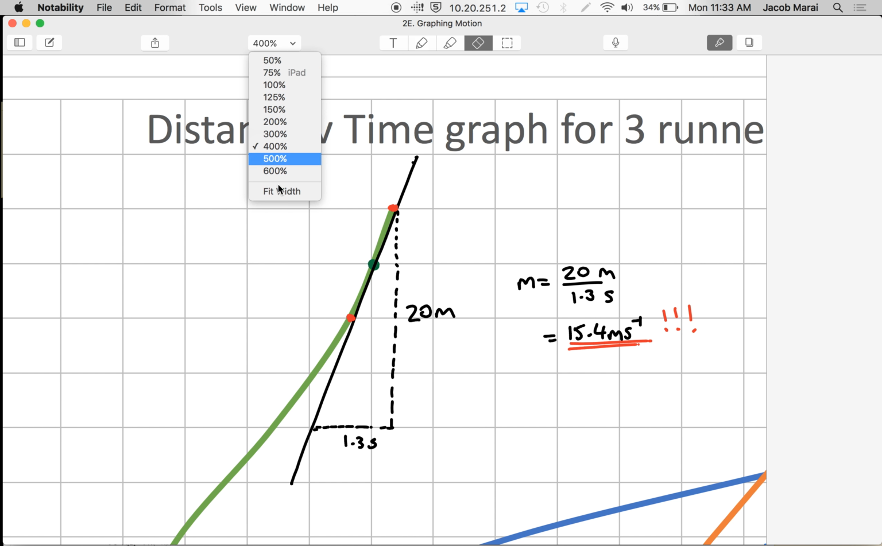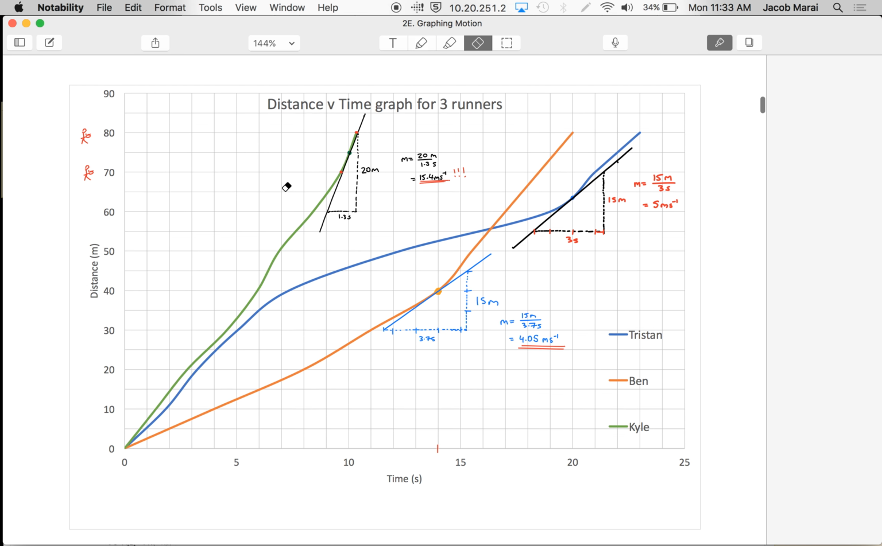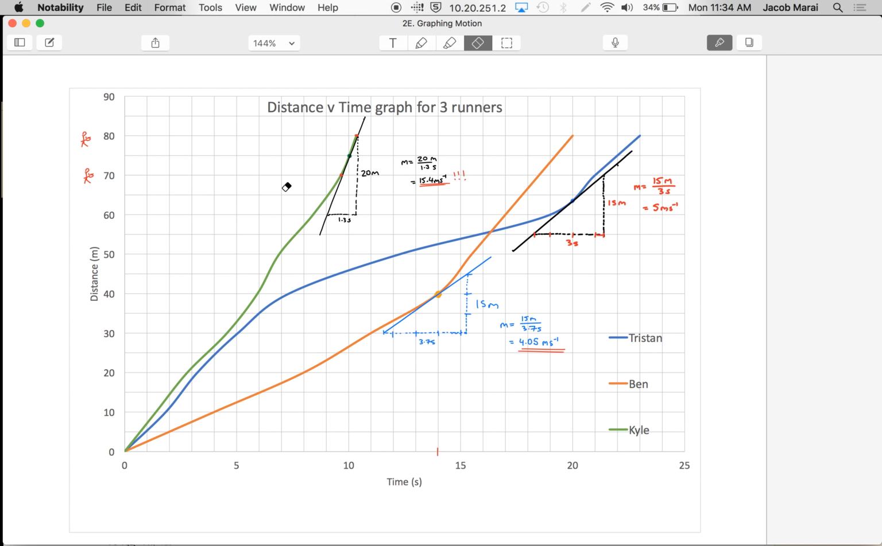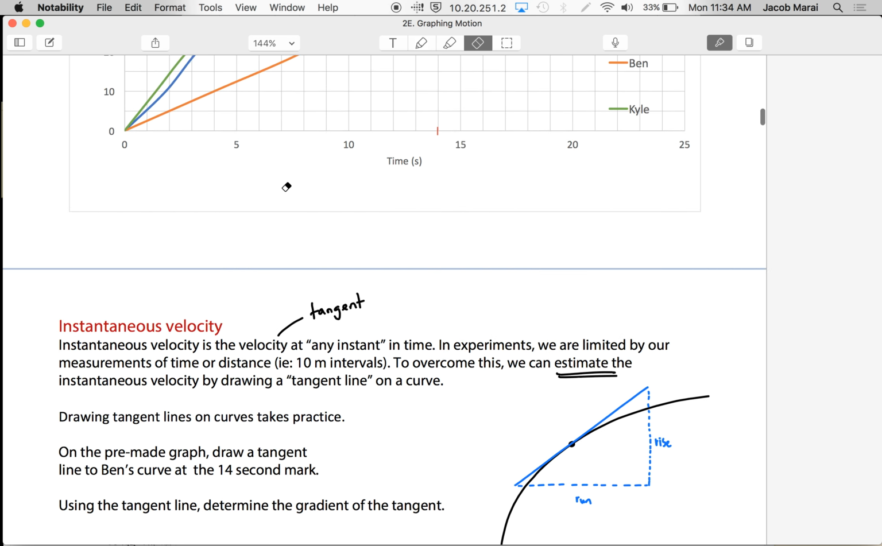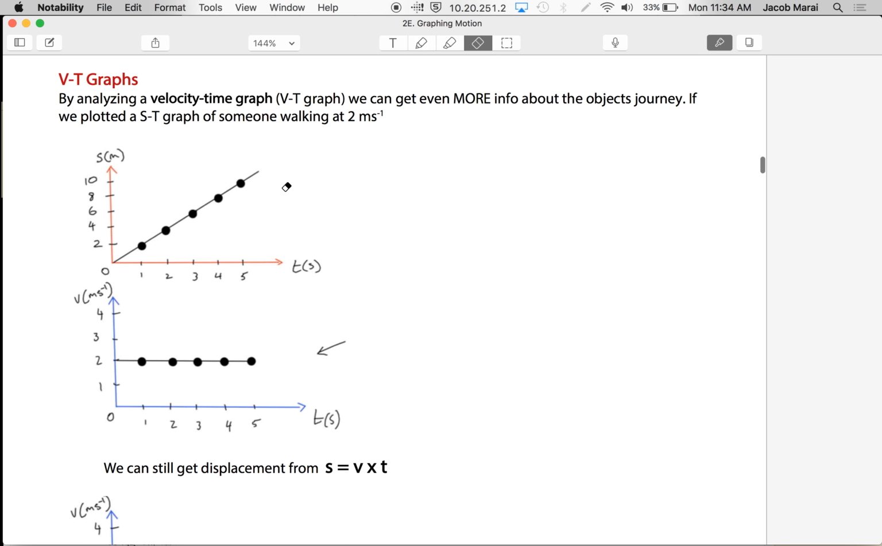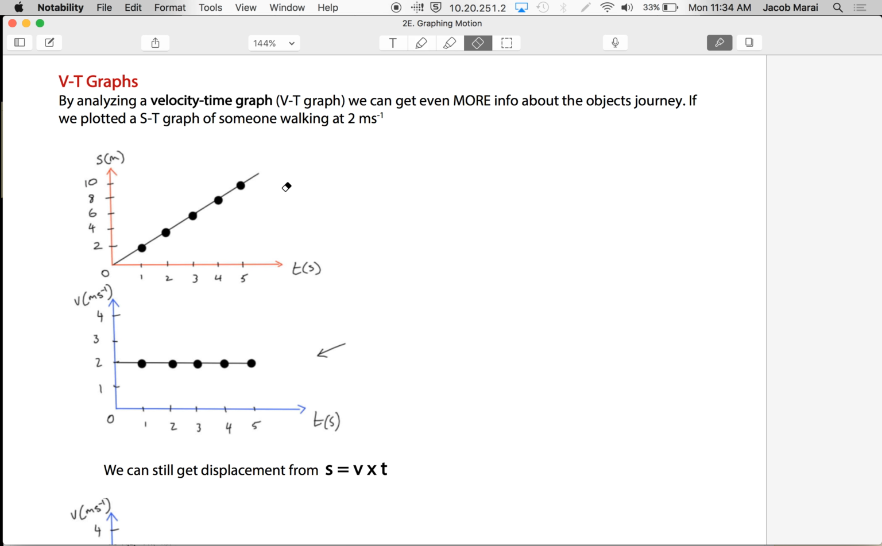Now, gentlemen, just from that, 2 key points. Position time graph, the gradient gives us the change in position over change in time. We call that speed or velocity. And if we have a curve, we've learned that we can draw tangent lines to estimate the tangent at a point on a curve. Okay? However, velocity time graphs is where it's at. We can get more info from a VT graph than an ST graph, so a velocity time.